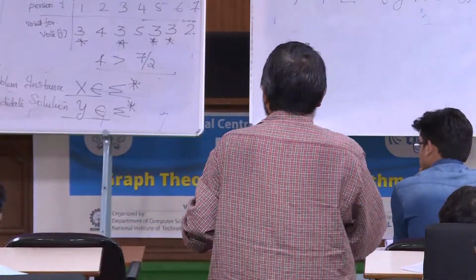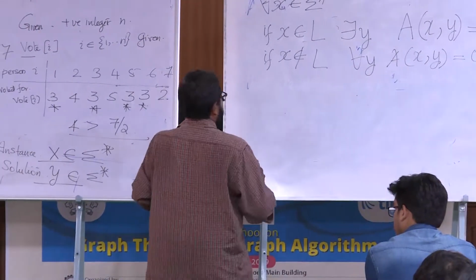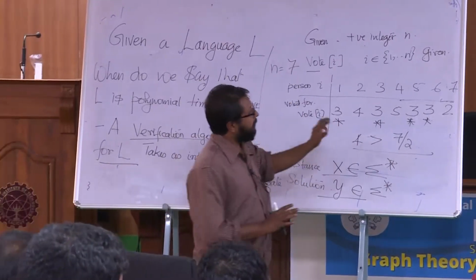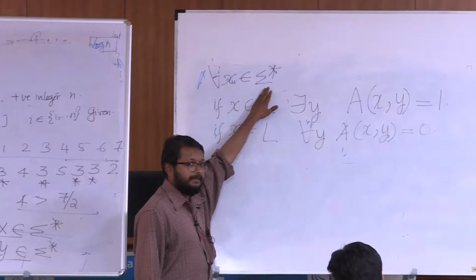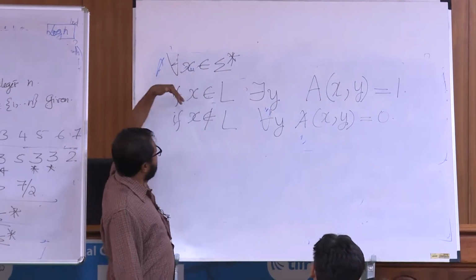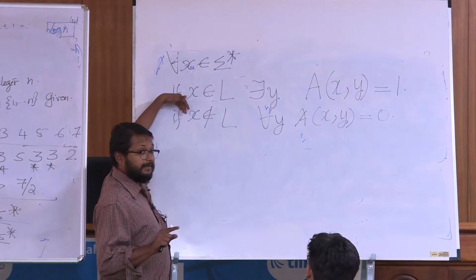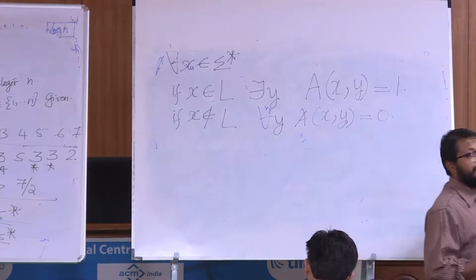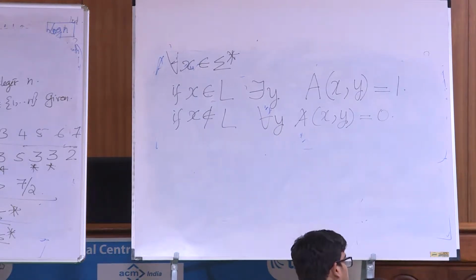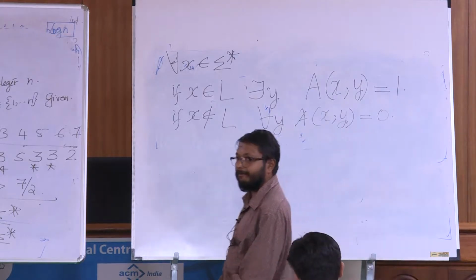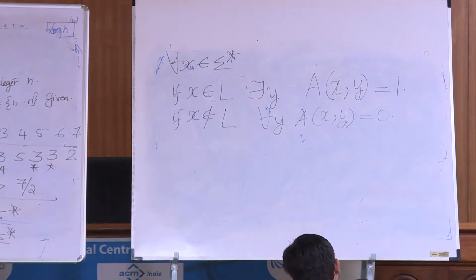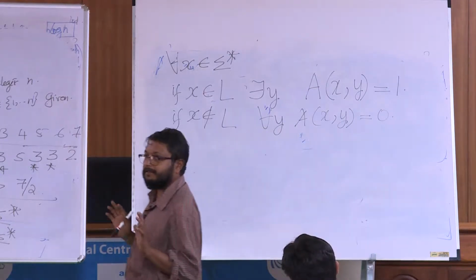Now don't go and tell somewhere valid user, etc. This is for analogy to understand. The formal notion is, if an input x in sigma star is given, if x belongs to L, then there must exist a y which, if you give, the verifier should accept. And if x doesn't belong to L, then for every certificate, whatever you supply as the second input, A should reject. This is the purpose of a verifier.